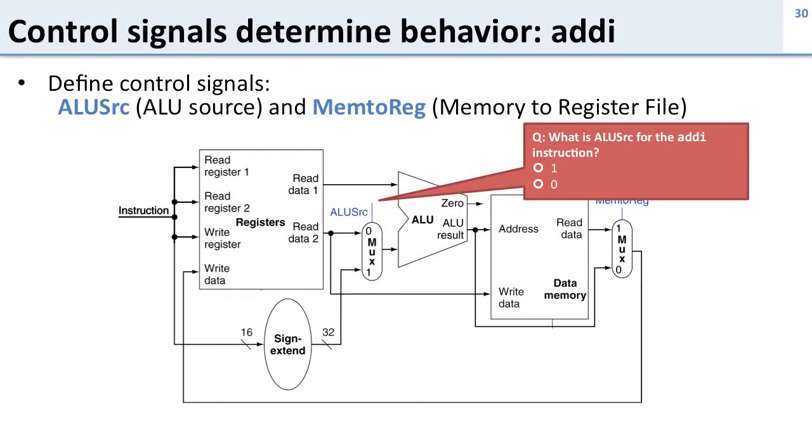So now let's take a look at some of the control signals we saw. We saw those two muxes, and here's the first one. This is the ALU source, and we're going to look at what it is. So here's an instruction. We're looking at addi, add immediate. What value are we going to use for ALU source for the add immediate instruction?